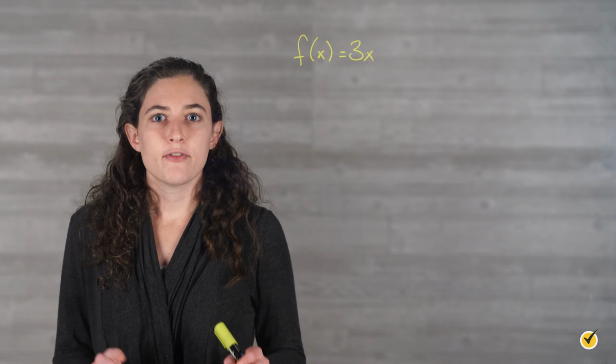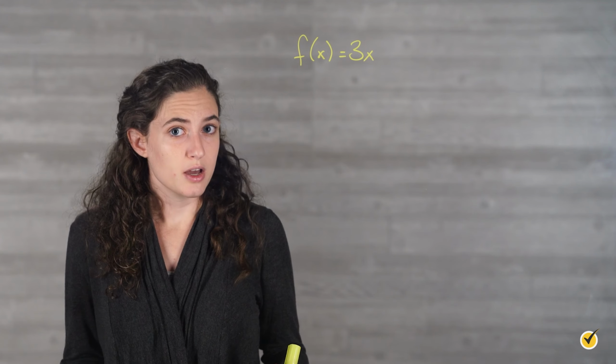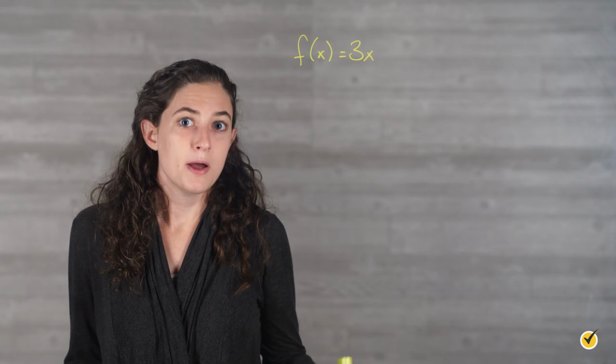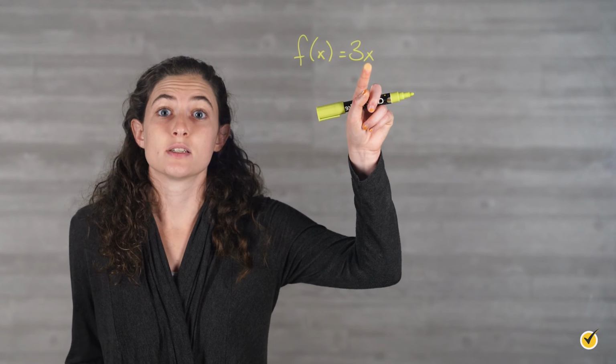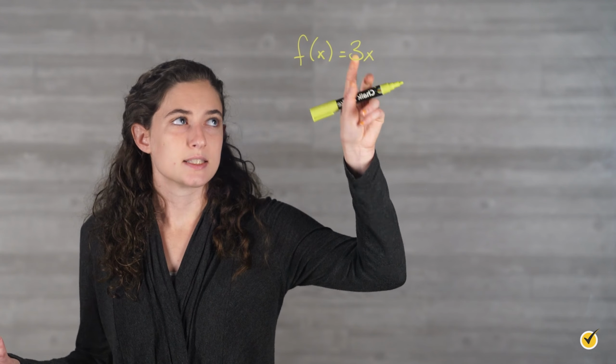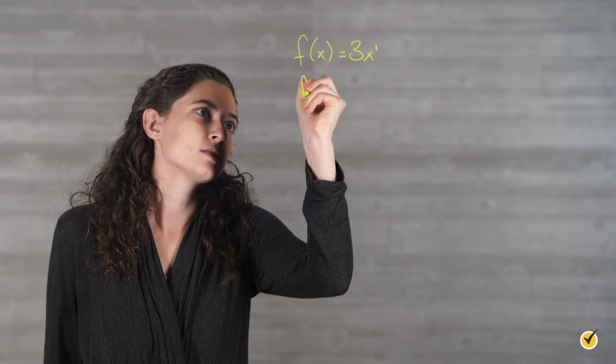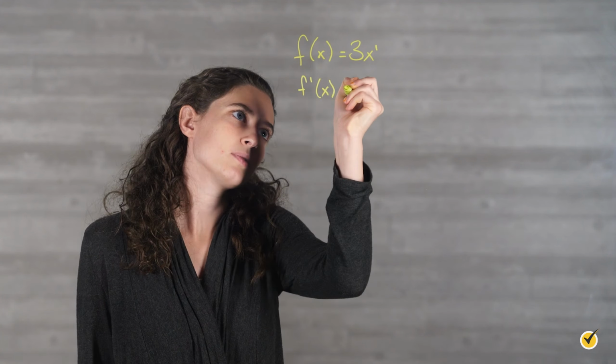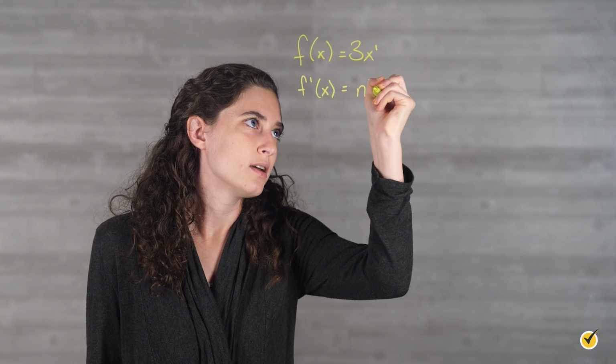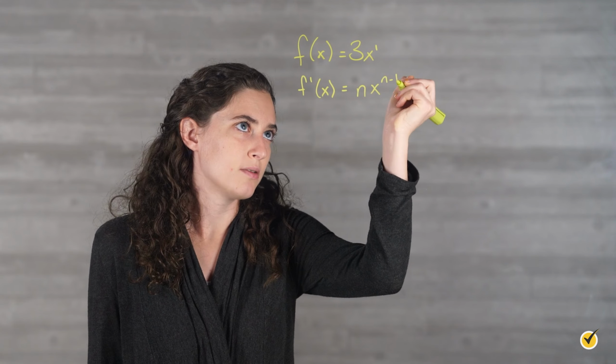So even though f of x has a coefficient of 3, we can still apply the power rule because it has x raised to some power n. In this case, n is equal to 1. So we're going to have f prime of x is equal to n times x to the n minus 1.